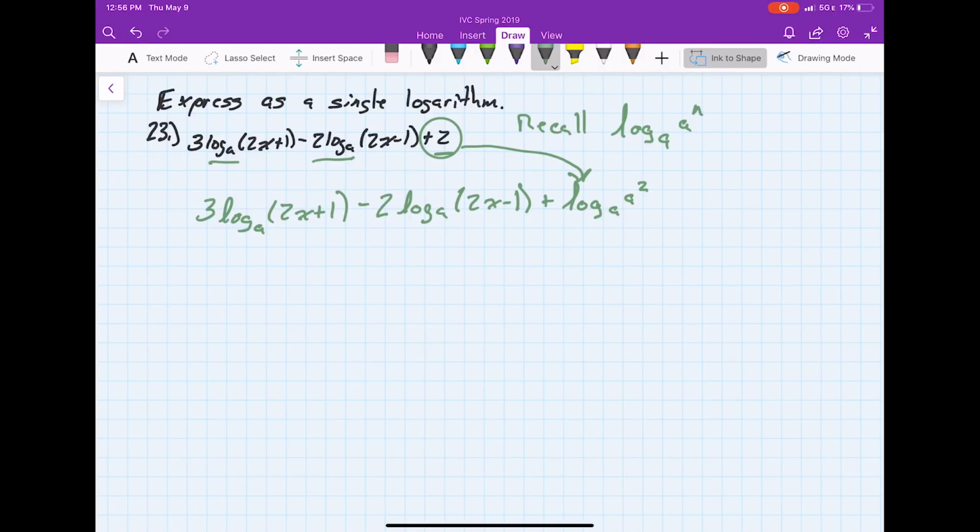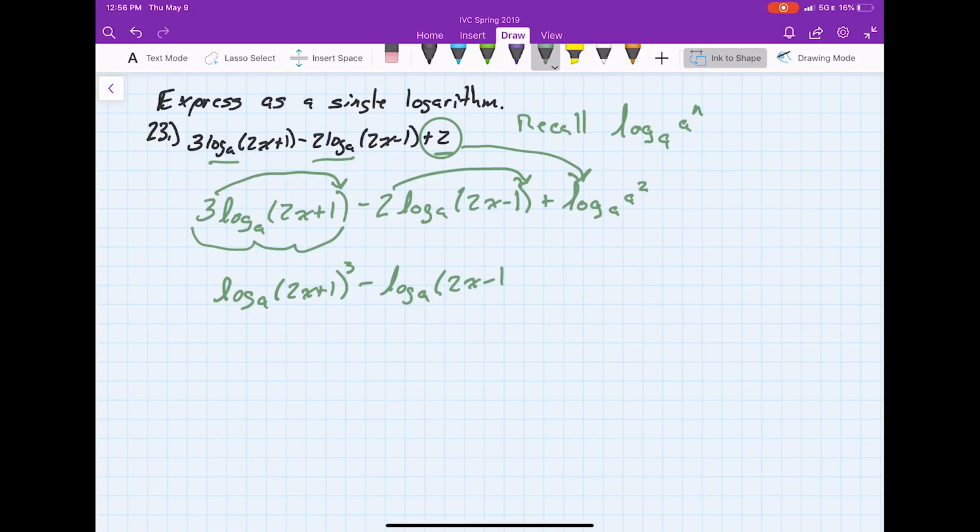So now we can use our other rules dealing with logarithms. I'll deal with this one first. I can move this exponent over. So I have log a and then quantity 2x plus 1, and then that's cubed. And just moving these 2's that are out in front to the exponent location, basically. So then we have log a times the quantity 2x minus 1 to the second plus log a squared.